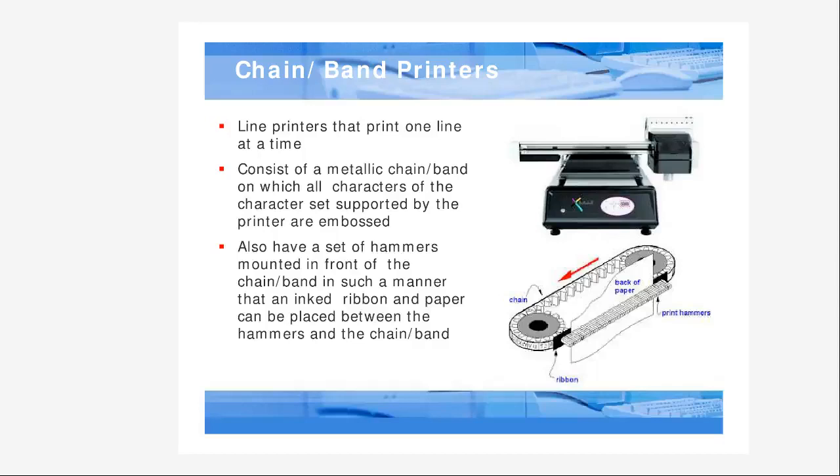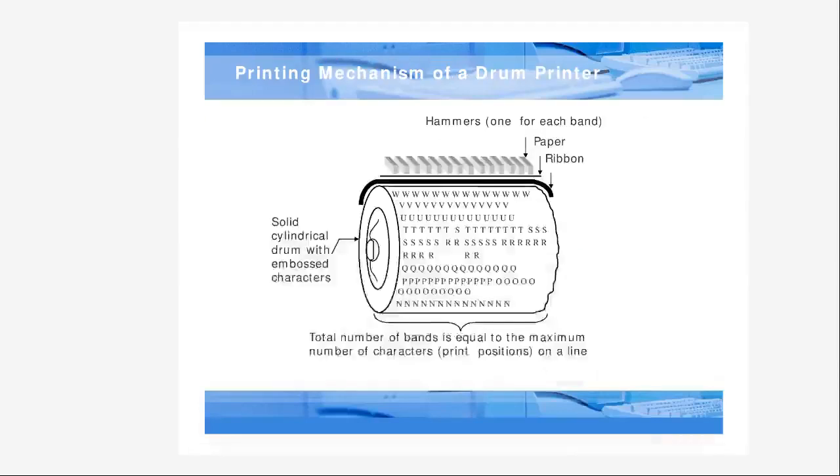Embossed means already printed. Already printed, like here. So in the market some bands are available, and that character is only placed over the drum. So only that specific style, only those characters you can print on the paper. Fine.